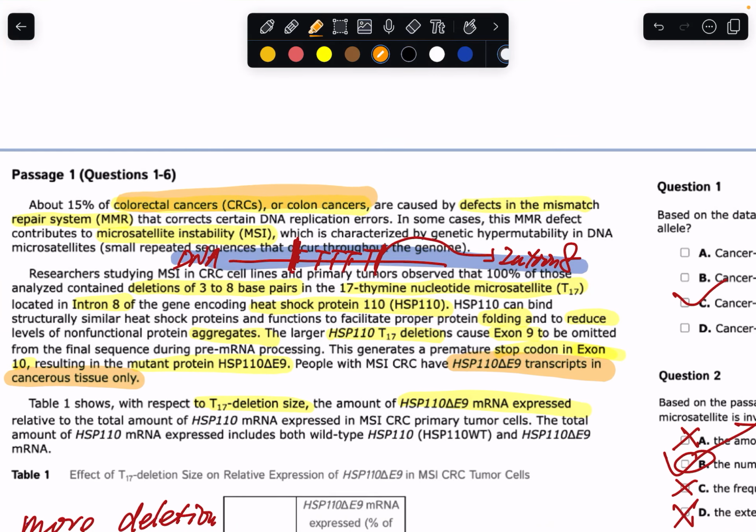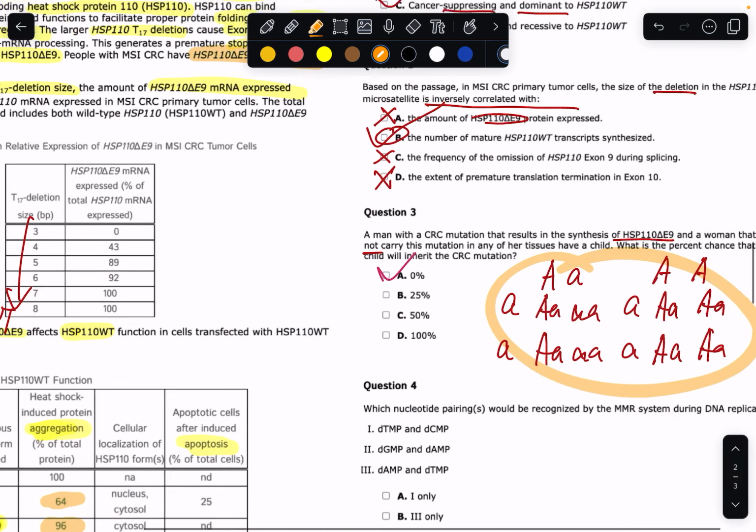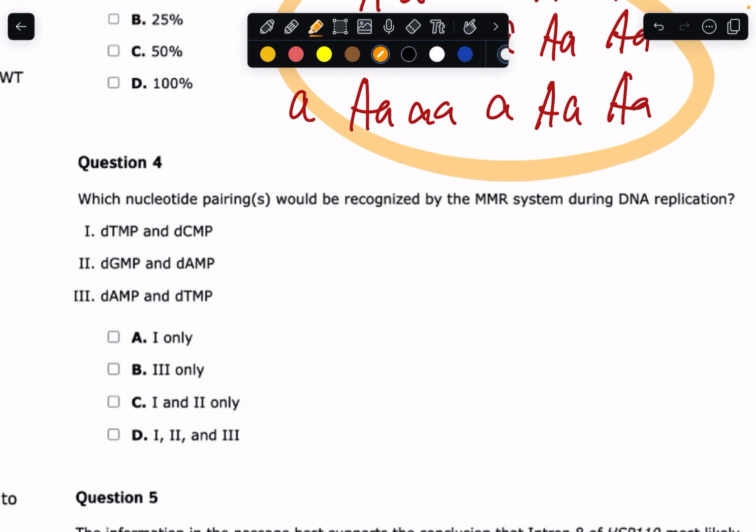It corrects DNA replication errors. So if there was some replication error, then MMR will take action to repair it, right? So I expect my answer choices to contain a mismatch, a DNA replication error, or more than one DNA replication error. I'll see. There are 3, right? 1, 2, 3. Okay, so the first one is matching T with C.